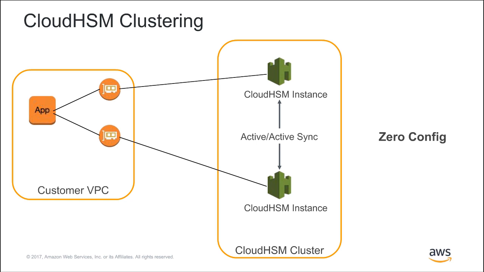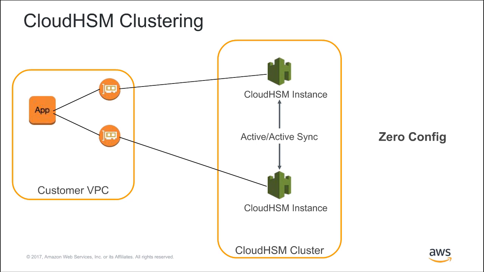So you can see the way that the current cluster is set up. You have an application that is talking to HSMs through ENIs, or elastic network interfaces. These are created for you automatically by the service. The application has a configuration file that again is automatically updated that informs it which ENIs connecting to which HSMs are available in the cluster. And again, the load balancing is automatically managed there.